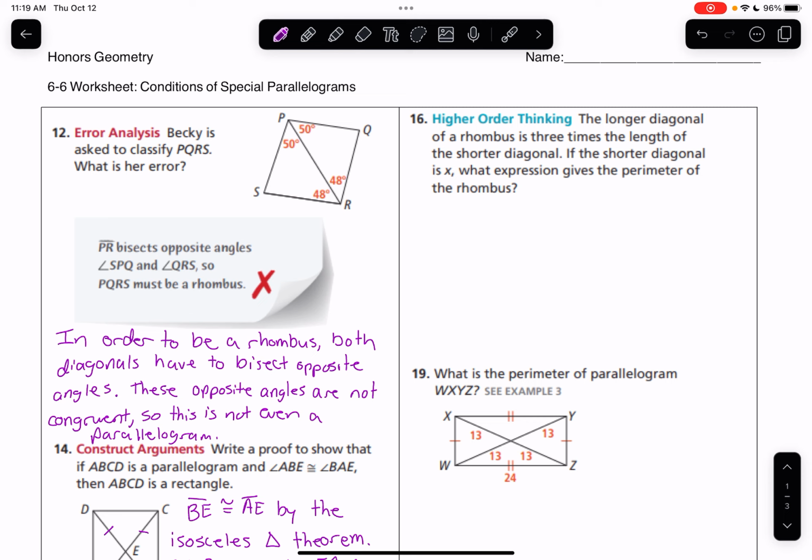Up here, we've got a higher order thinking question, which are always kind of fun. The longer diagonal of a rhombus is 3 times the length of the shorter diagonal. If the shorter diagonal is x, what expression gives the perimeter of the rhombus? So let's first of all draw this rhombus. Let's see how well I can do here.